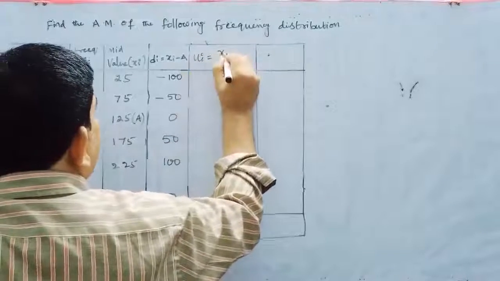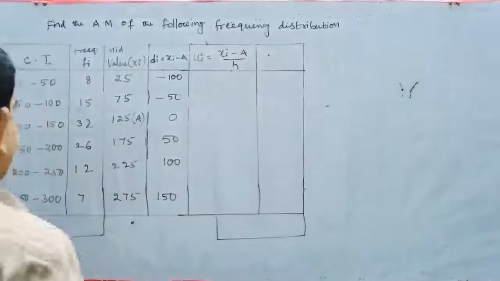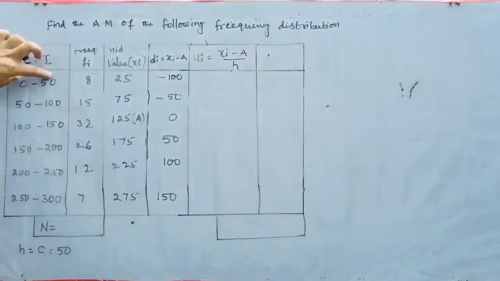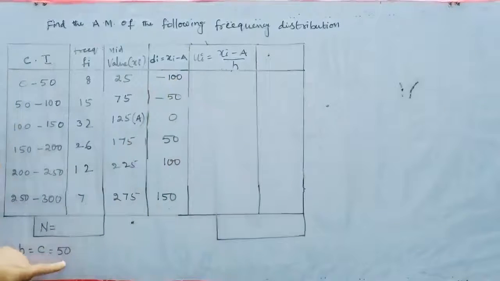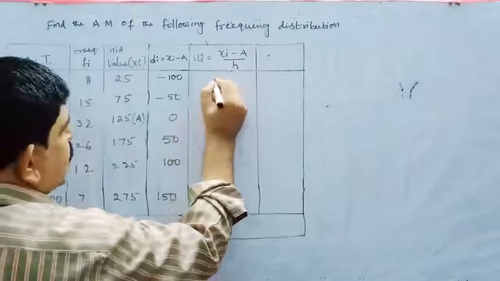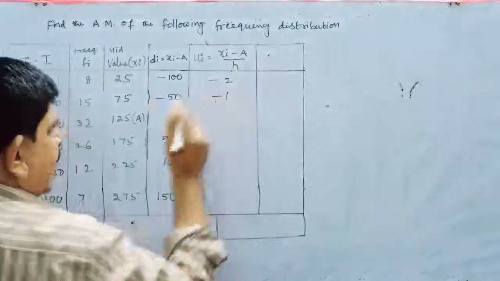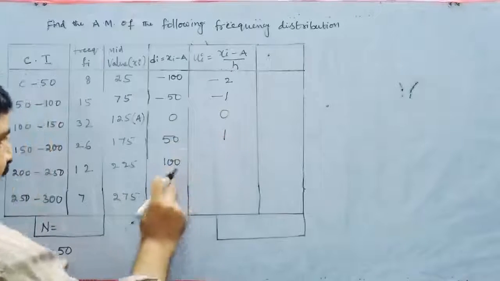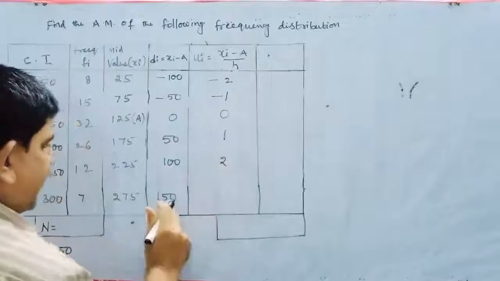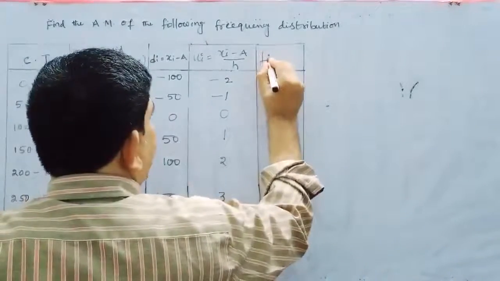Next one, ui. ui is equal to (xi minus a) by h, where h is the height of the class. What is the height of the class? Our class interval is 50. So minus 100 by 50, that is minus 2. Minus 50 by 50, minus 1. 0 by 50, 0. 50 by 50, 1. 100 by 50, 2. 150 by 50, 3. Next one, fi ui.